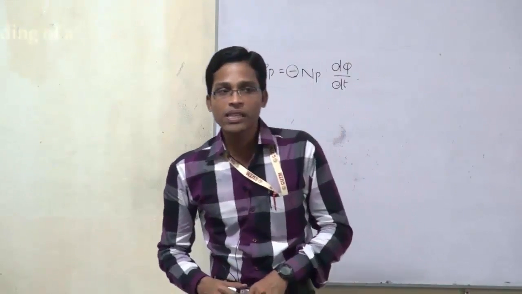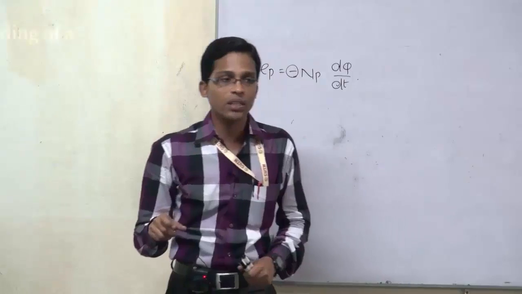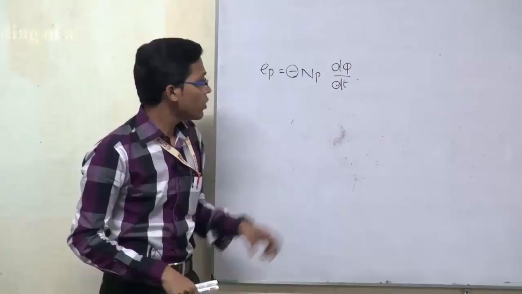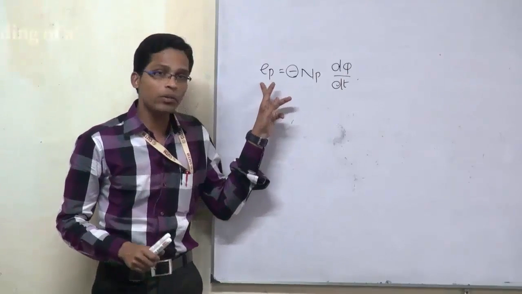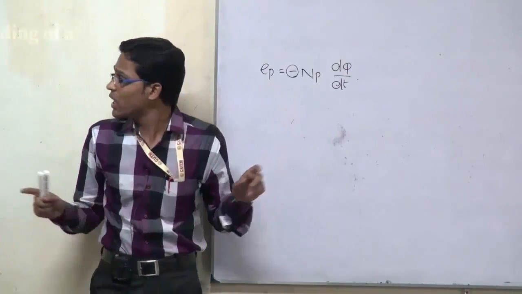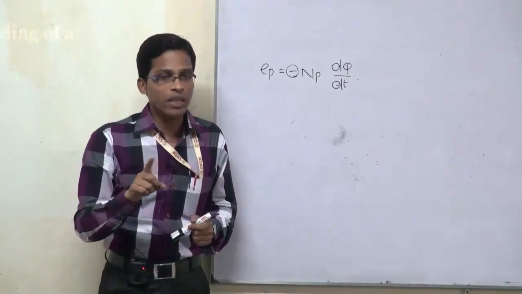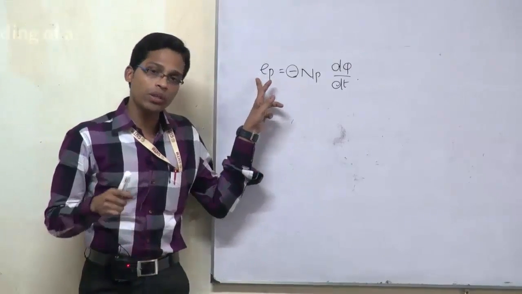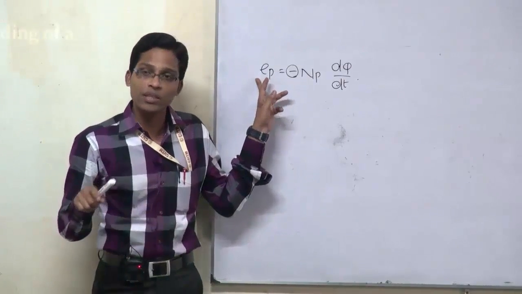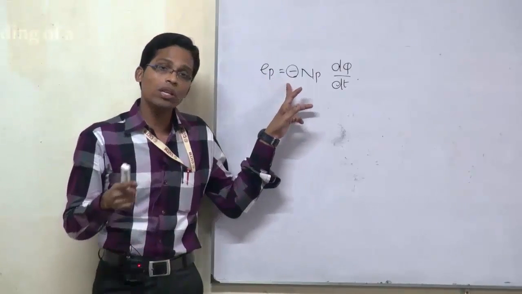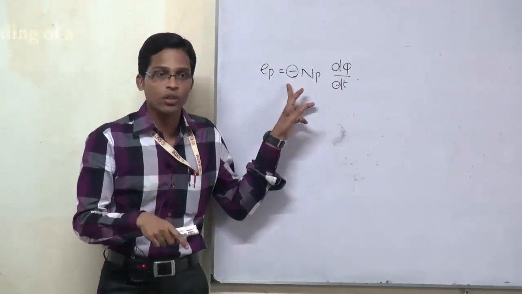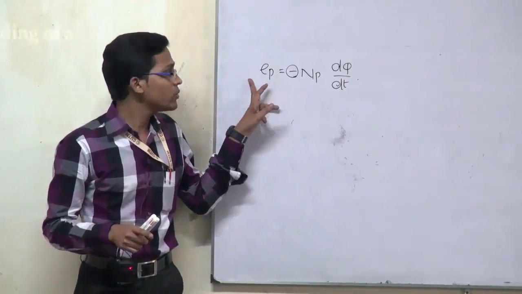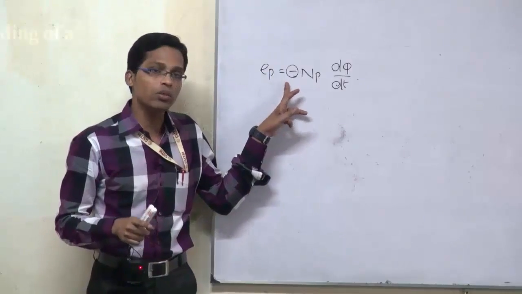As per Lenz's law, the EMF induced in a conductor or in a coil is always opposite to the cause due to which it is produced. In this case, the induced EMF is only due to the supply voltage. Unless the supply voltage is there, EMF will not be induced. So this negative sign indicates that whatever EMF is induced in the primary winding or the secondary winding is always opposite to the supply voltage due to which it is produced. That is, as per Lenz's law, EMF induced in a conductor is always opposite to the cause due to which it is produced.